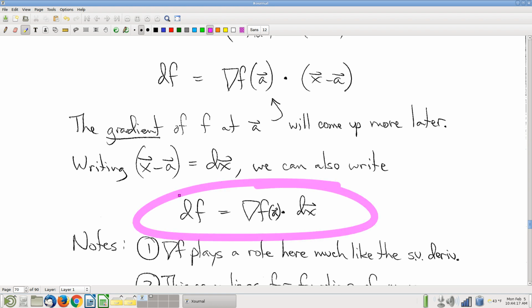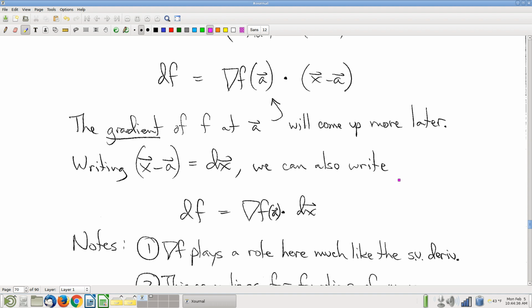So here's the statement again, having rewritten x minus a as dx, which I think is a natural shorthand because it's the change in the input. We were at the point A, now we've moved over to the point x. My position has changed, position being represented by the x vector. This says change in x.